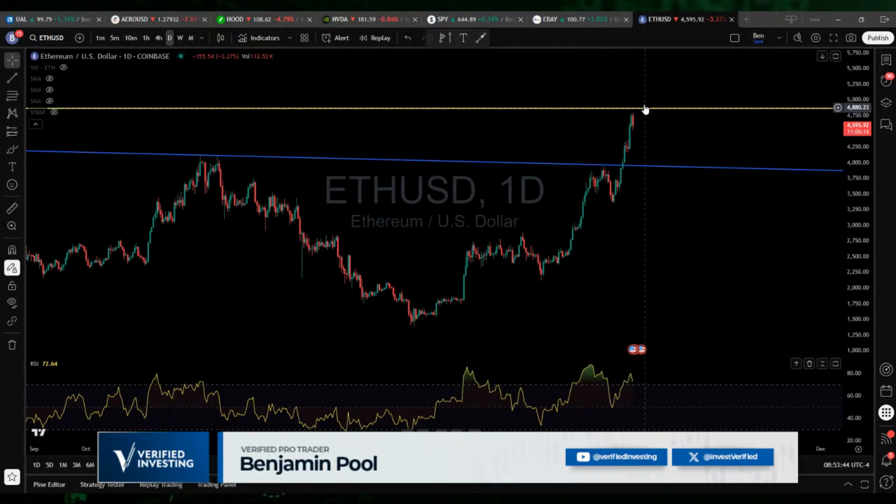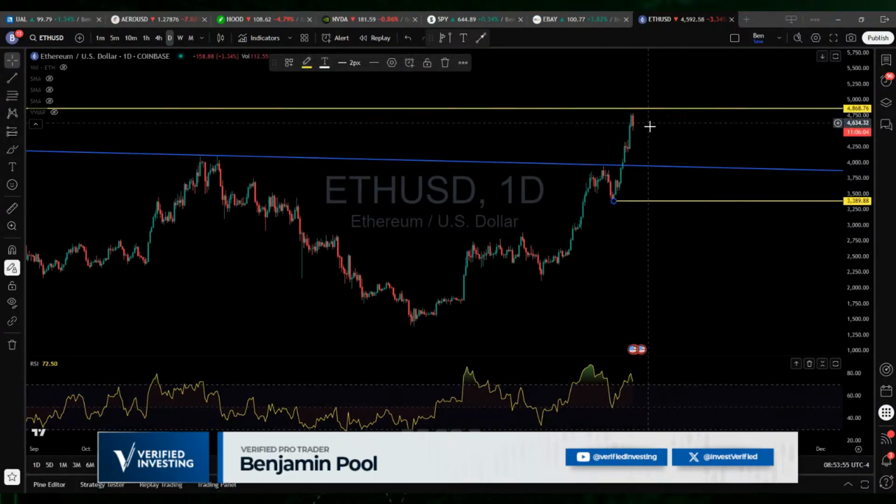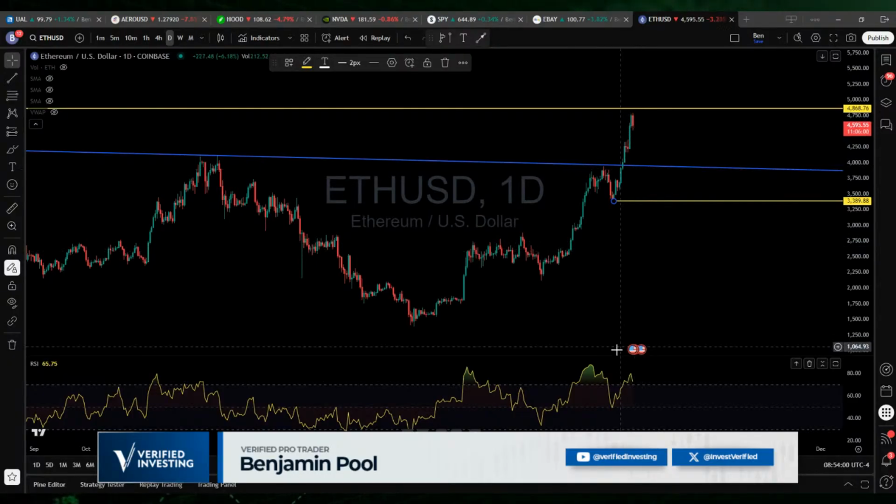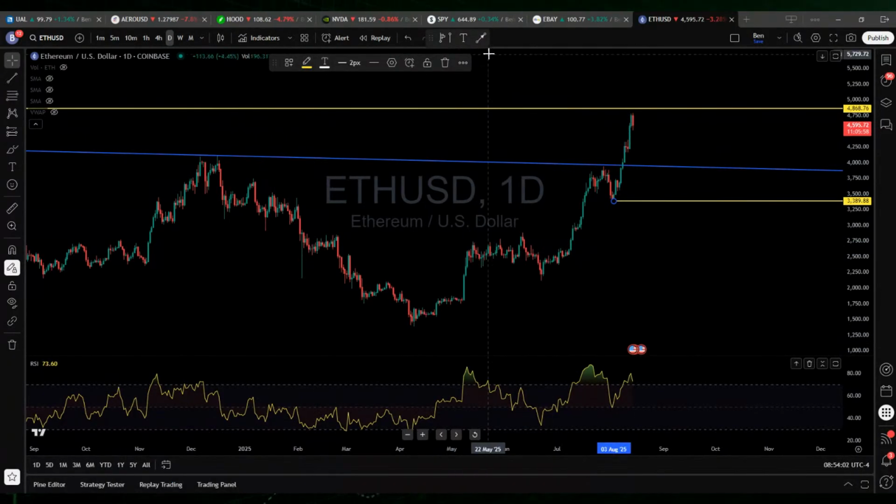It doesn't mean it's going to be a big rollover. Could just come back down to retest this 4112 level or even get back down to this 3390 level. So that would be probably a downside target potential for Ethereum. I'm not looking for a big move, but overall, it does favor a move to the downside.